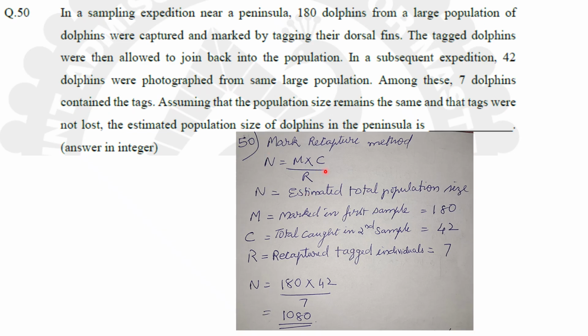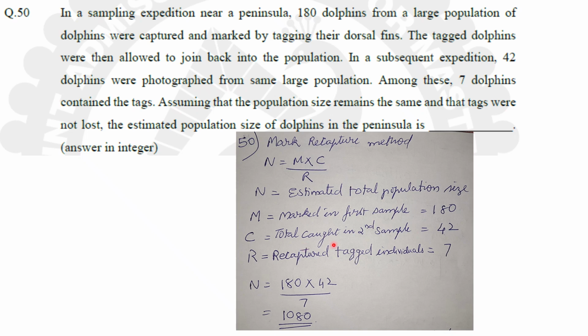N is equal to MC by R. So N is equal to the estimated total population size. M is marked in the first sample. How many samples you took and marked? That is M, that is 180. They have given here 180.